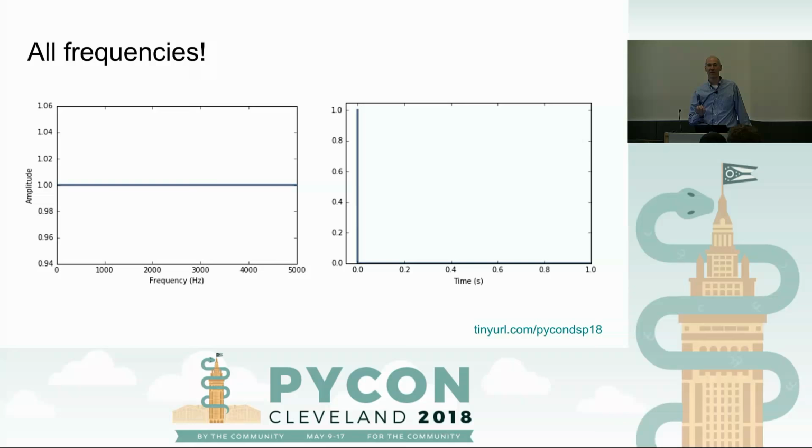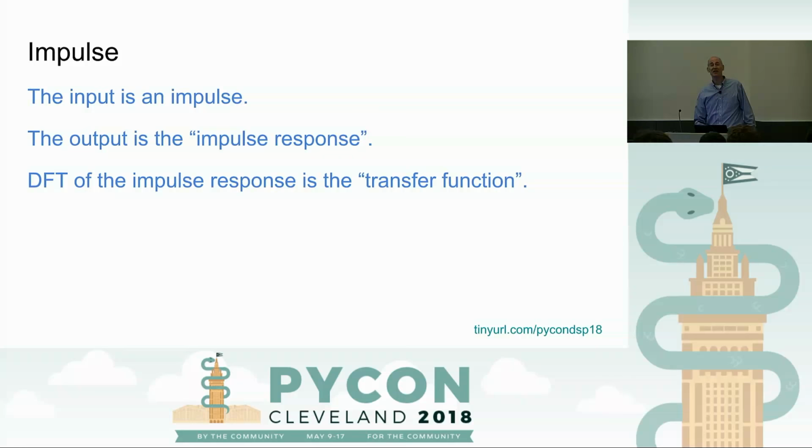A step function is really close. The step function is the integral of this, which is also good, but this is the input that has all the frequency components. That thing is called an impulse, something that's zero and then jumps to a value and then jumps right back down. That's the impulse. So what I'm going to do to characterize a room is put an impulse into it and then record what the output is. The output is called the impulse response. And then I'm going to take that impulse response and compute its DFT. The DFT of that is called the transfer function, for a reason I'm going to explain in just a second.